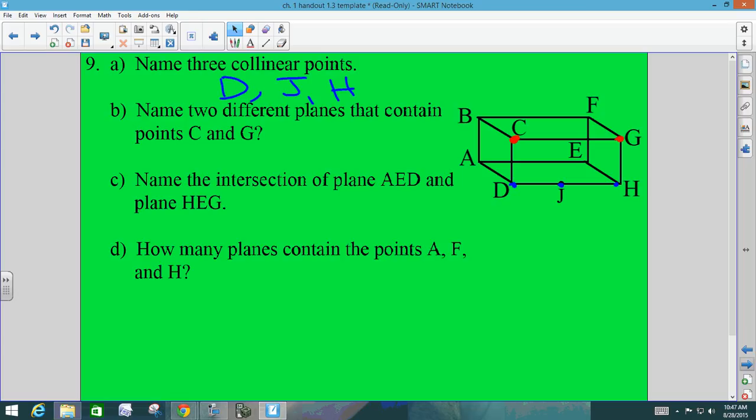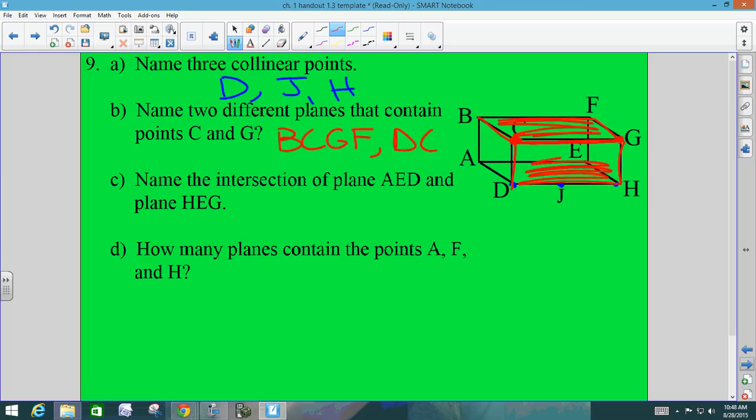Paige, do you know which 2 planes have C and G? B, C, G, F. Good, that'd be the top of it. So there's 1 plane. Now I need another plane that uses those 2 points. DCGH, that'd be your front. DCGH, that one has those 2 points at the same time. Good.